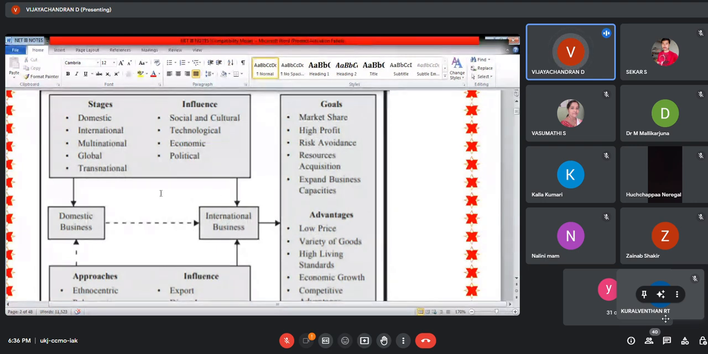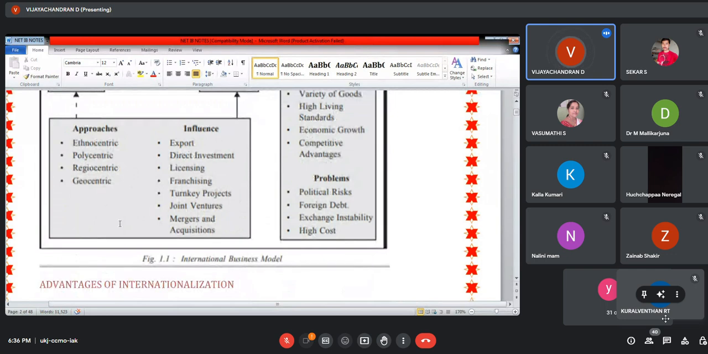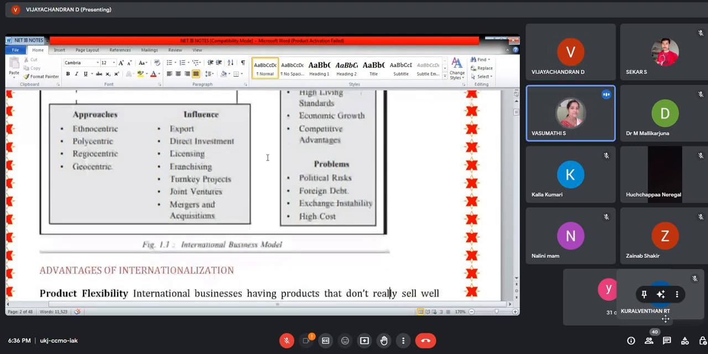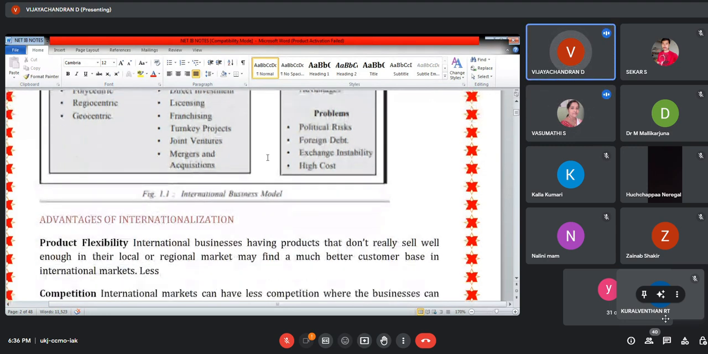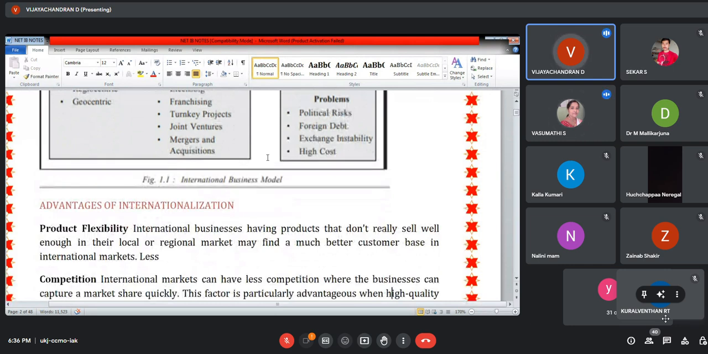So first one is stages, second one is influences, and third one is approaches. What are the approaches in international trade? How can you go for international trade? What are the ways you can go for international trade? Okay, first I'm going to talk about the advantages.